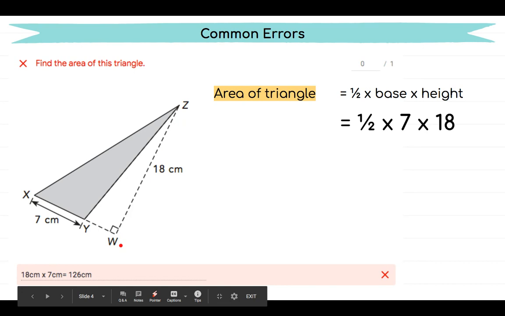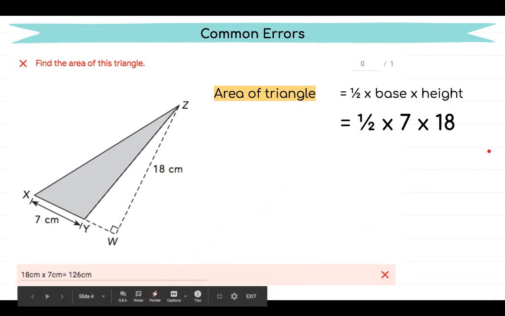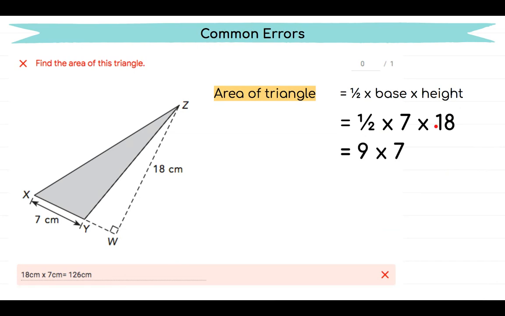Okay, and then we see 2 and 18. We know that those have a common factor of 2, so you can cross them out, right? Once you divide 18 by 2, you get 9. Then bring down the 7. Now you have 9 times 7. So the area of this triangle is actually 63 square centimeters. As you can see, the unit is square centimeters because the unit of the length is centimeters. So when you find the area, it becomes square centimeters.